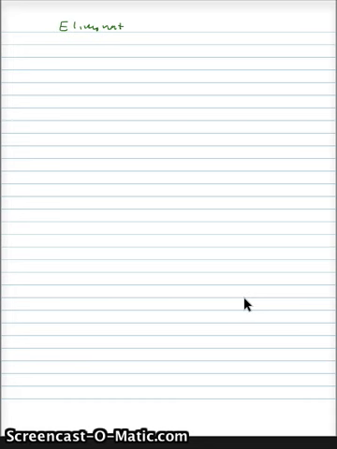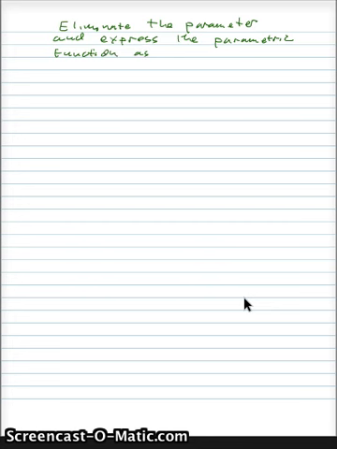Now our next goal is going to be to eliminate the parameter. We're given an equation in parametric form. We want to eliminate the parameter t and express it as an equation in x and y. So we'll see how this works. Can we express that parametric equation as an equation in x and y? What will our process be? Take a look.